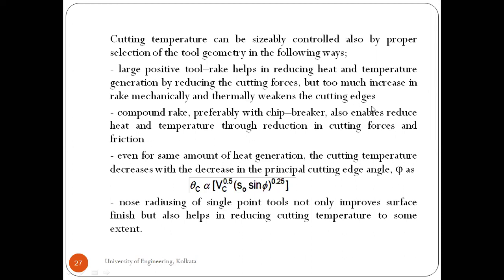Okay, now the friction between the chip and the rake surface of the tool is also prevented. Again, for the same amount of heat generation, the cutting temperature decreases with a decrease in the principal cutting edge angle. So if you decrease the principal cutting edge angle, then again the friction will be reduced and the cutting temperature will be reduced, right? As you can see from this equation.